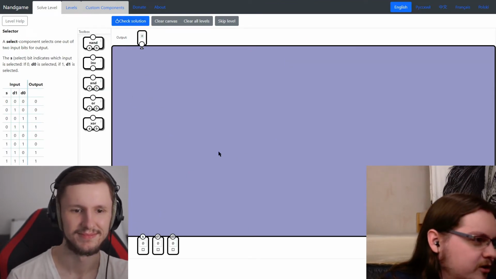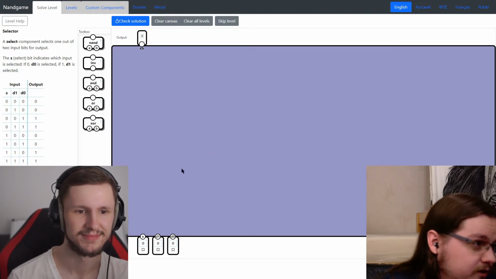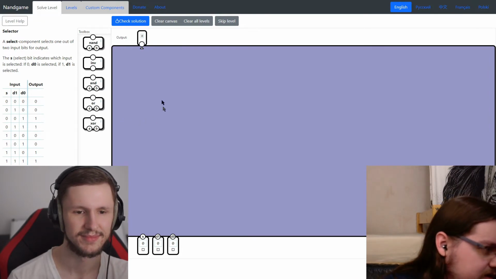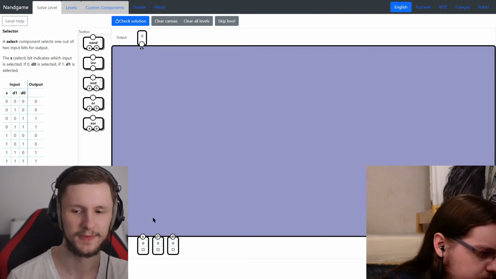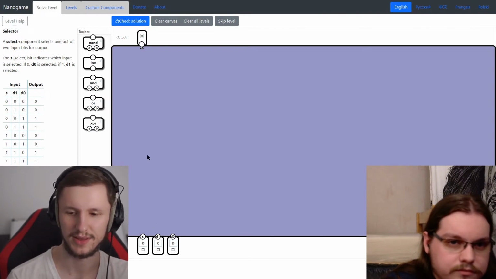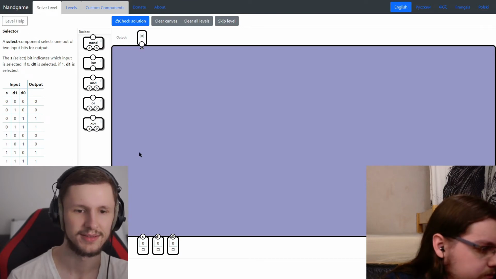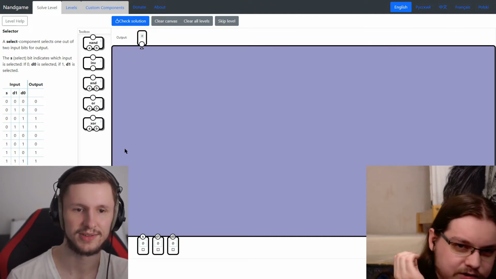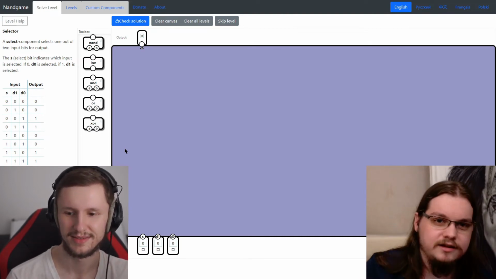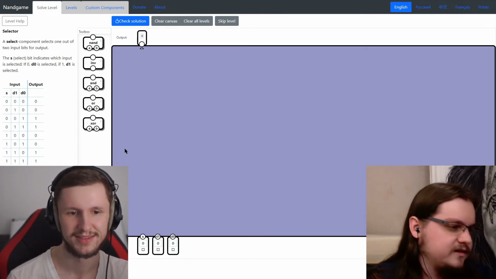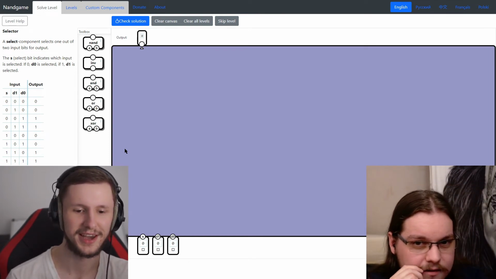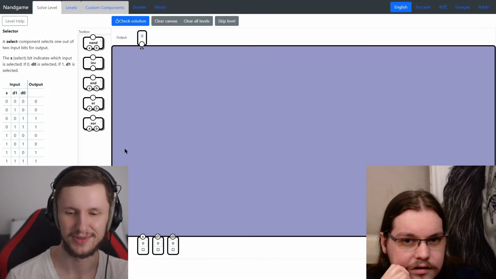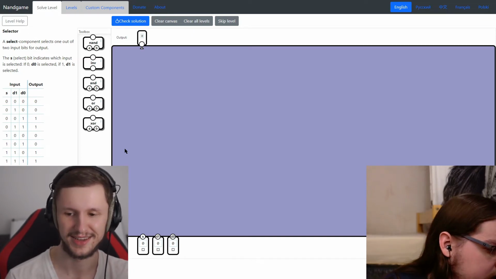A select component selects one of 2 inputs for output. Select bit indicates which input is selected: if 0, D0 is selected, if 1, D1 is selected. So this would be very, very easy with the relays. Oh yeah, because they already do that, right? You just have one off and one on relay, and then you just put an indicator for both of them. Would be as simple as a NAND gate.